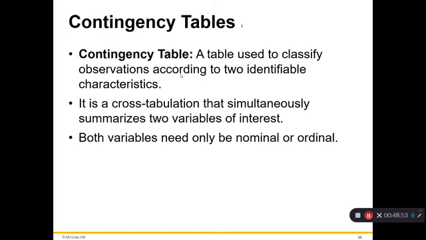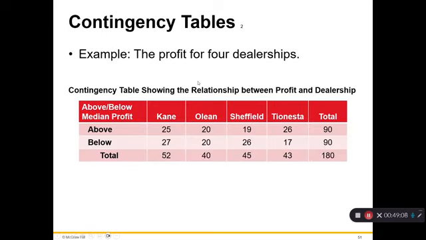Now, finally, the last topic is contingency tables. These are tables used to classify observations according to two characteristics. So here we draw the table, and you can see we have profit for 4 dealerships. It shows various dealerships above or below median profit. So this chart shows you what is the below median profit and what is the above median profit. So you can plot them in this table like that.